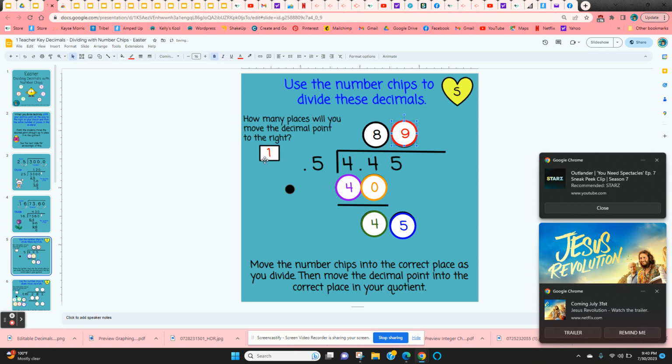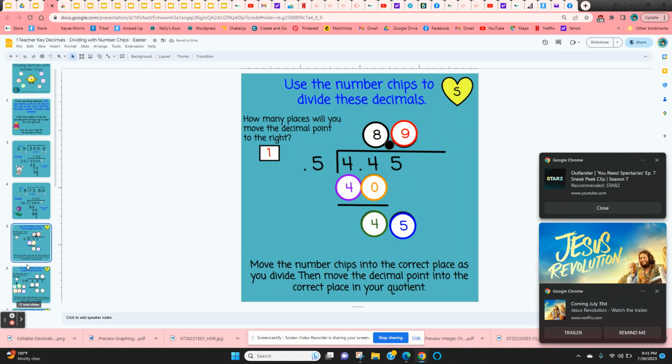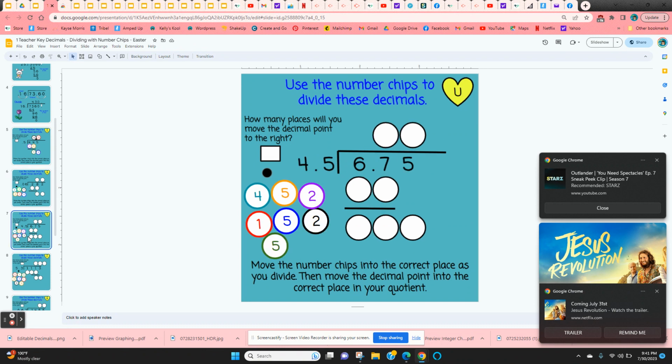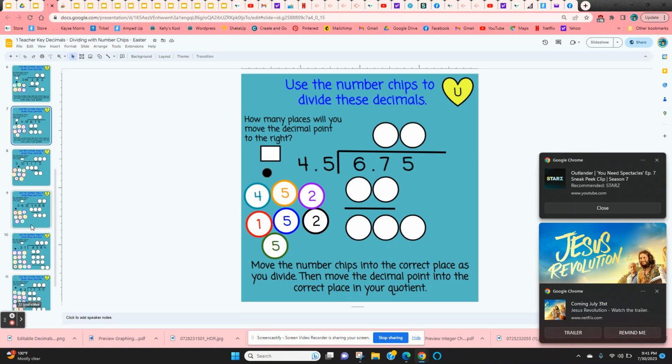Now they moved the decimal point one place to the right. That would put it between the 4 and the 5. And then in their solution, in their quotient, the decimal point would go straight up. So they're just going to click and hold on that decimal point and move it into the correct place. So students are going to be practicing several of these. They get a little bit more difficult as they get through the lesson.